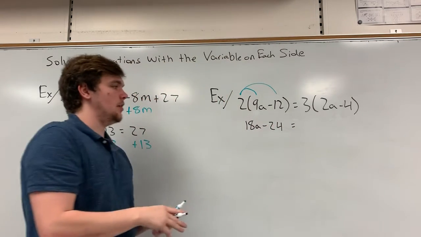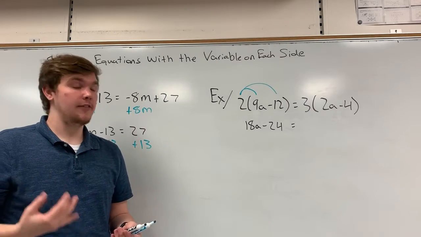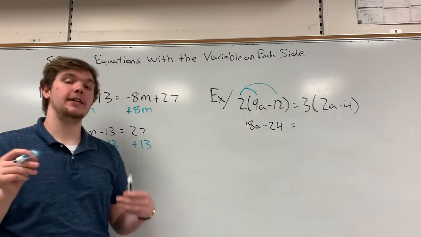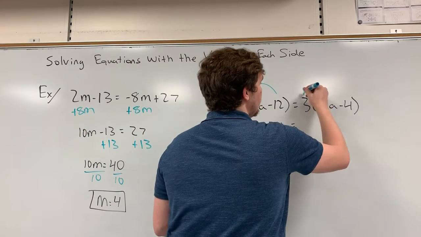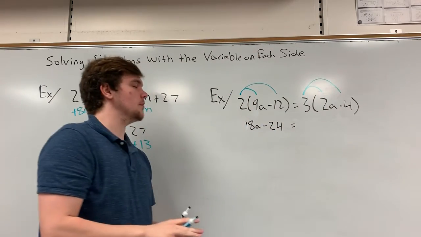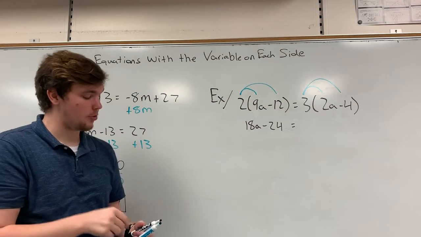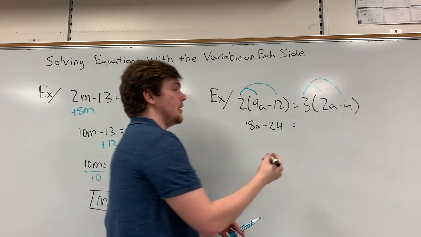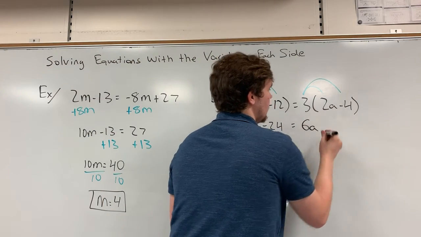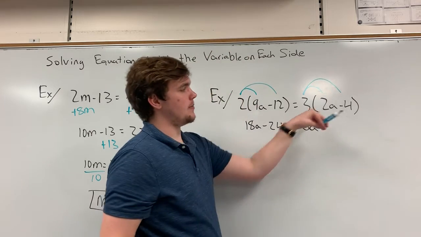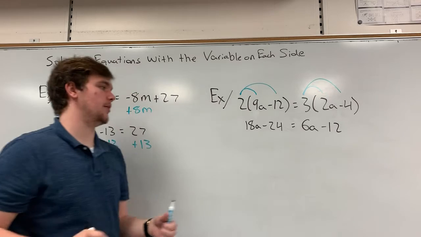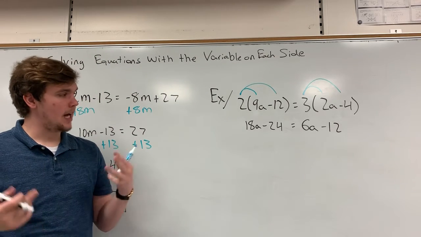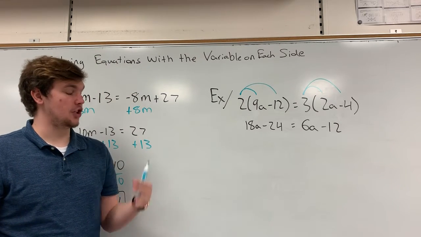And that equals, now on the right side I have another set of parentheses, so I'm going to have to get rid of those as well, and to do that I'm going to distribute the 3 through. So when I distribute that 3 through, I get 6a minus 3 times negative 4 is negative 12. There we go. Okay, so now all my parentheses are gone, right?